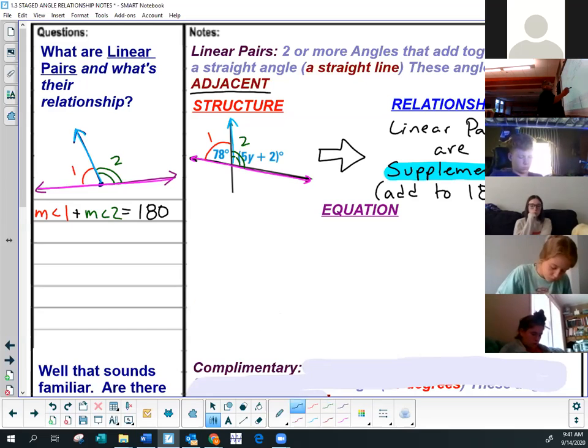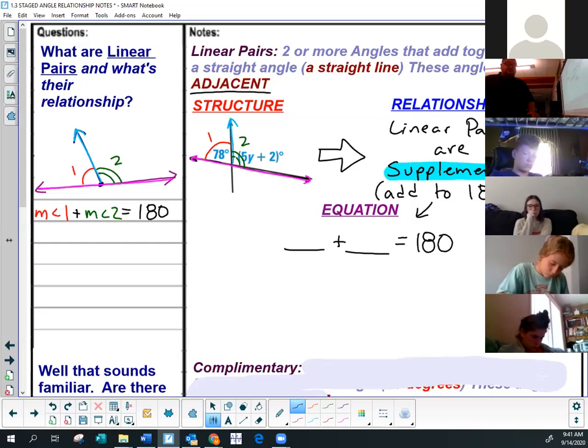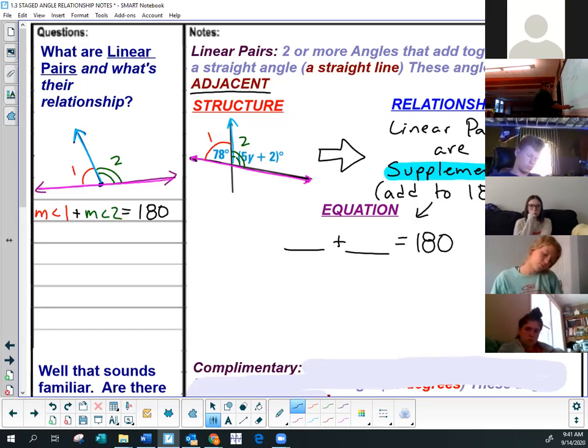Now, having said that, because we have something that's supplementary, we automatically know that we're going to add two or more things together to equal 180 degrees. We have an addition relationship, or an additive relationship, that hits a specific total, in this case 180 degrees. So just like before, what are the pieces I'm going to add together to make 180 degrees?